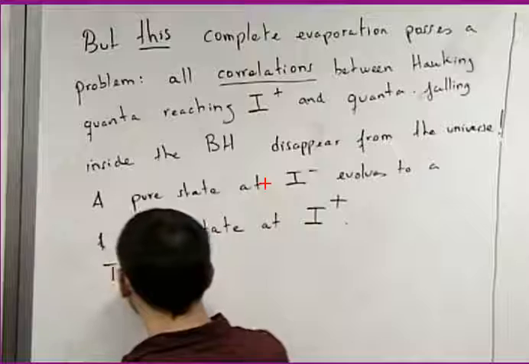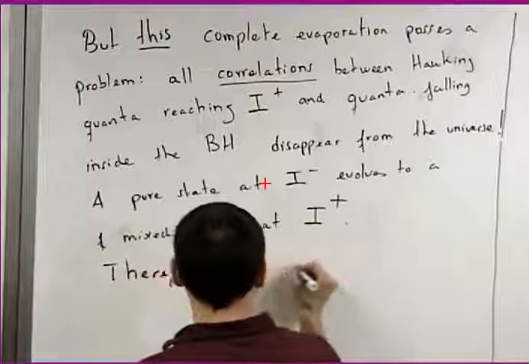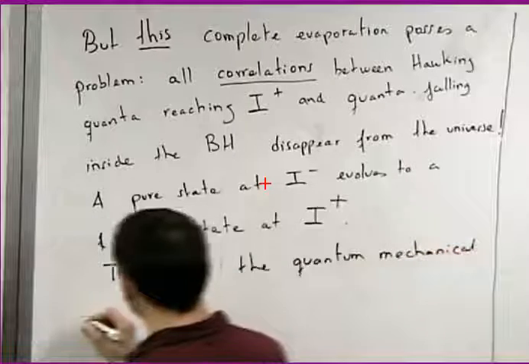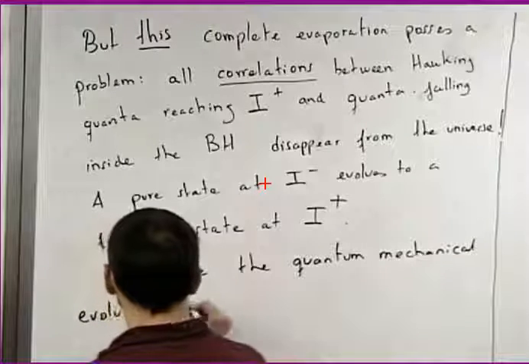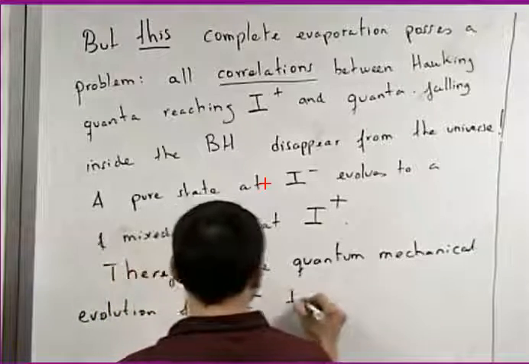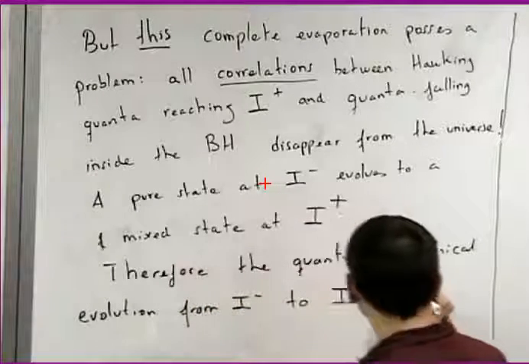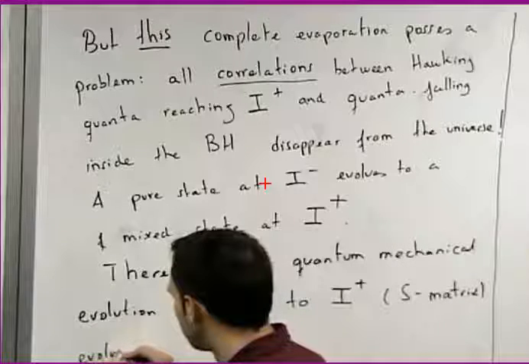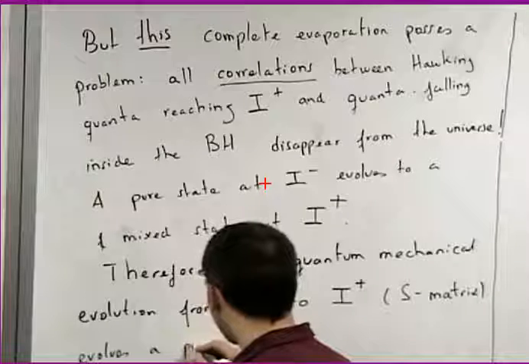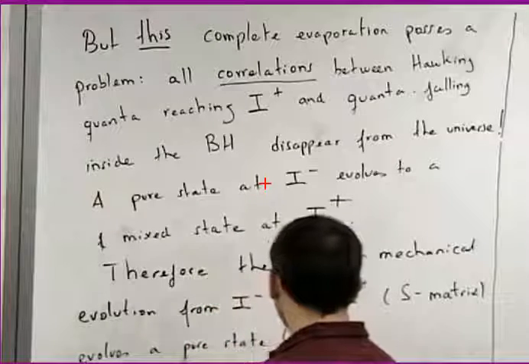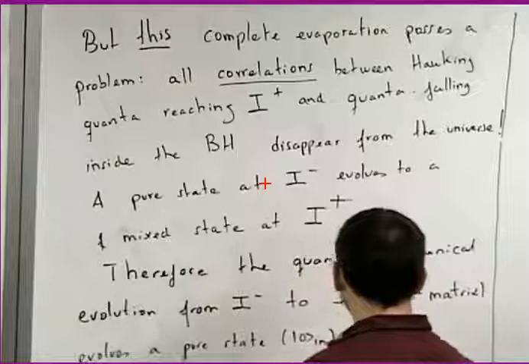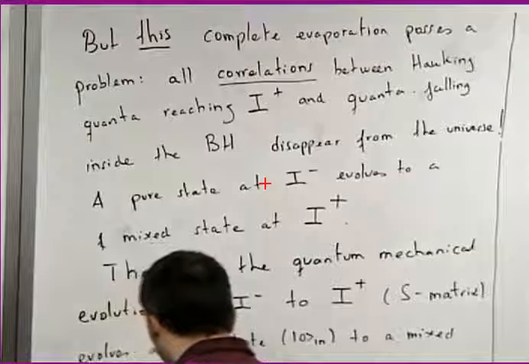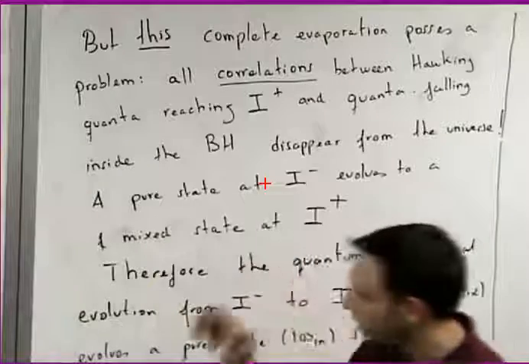So therefore, the quantum mechanical evolution from scri minus to scri plus, this is what we call the S matrix in quantum field theory, evolves a pure state, the state in, to a mixed state, which is the Hawking density matrix describing a thermal state at scri plus.